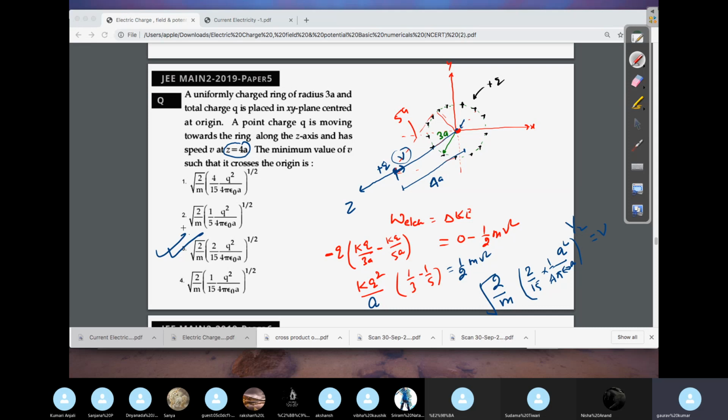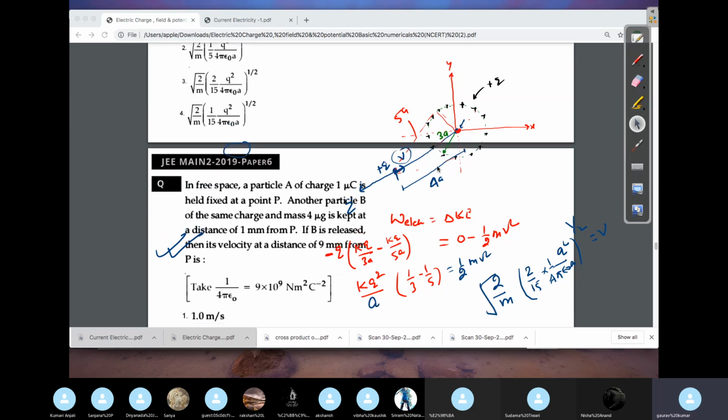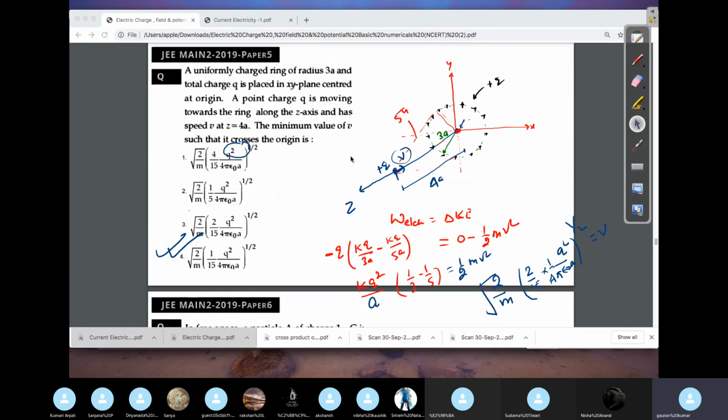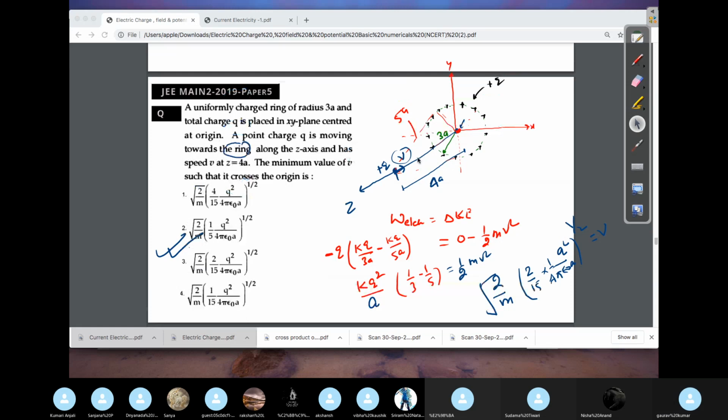Again, I'll repeat this question. See the solution for this question again. You can take a screenshot if you want. In this case, a charge is moving from this point to the center, from one point to another point. In the previous question, your initial velocity was 0 and final velocity is something. But in this question, you have initial velocity something, but the final velocity is 0.